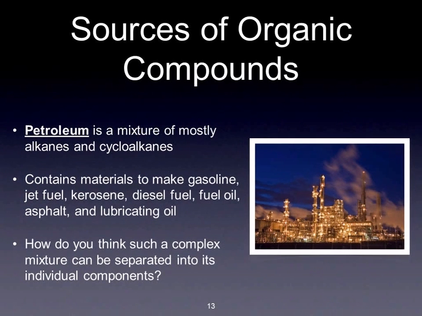Petroleum is a mixture of alkanes and cycloalkanes. Crude oil is used to make gasoline, jet fuel, kerosene, diesel fuel, fuel oil, asphalt, lubricating oils. Yeah, it's pretty useful stuff. With such a complex mixture, how do you think we're able to separate it into its individual components? If you were thinking some sort of distillation process, you were thinking correctly.